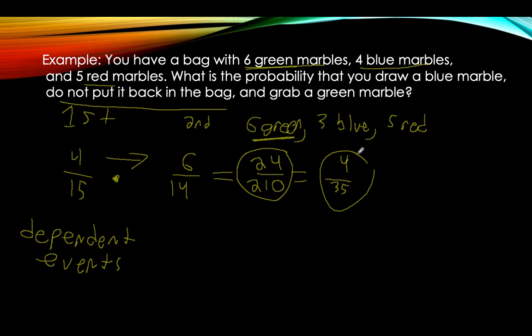So that's the probability of the exact same problem as last time, except we don't put the marble back. Okay? So last time is 24 over 225. Now it's 24 over 210. So it changes the probability because our first affected our second. Okay? And so that would be dependent events. They affect each other.